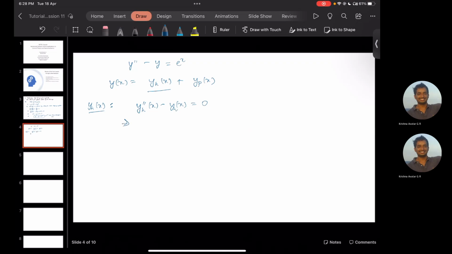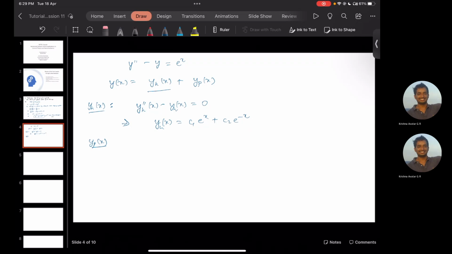And the general solution is, you know very well, right? That it will be c1 e to the power x plus c2 e to the power minus x. Now for the particular integral, and mind you that the roots, I'll just leave it here.